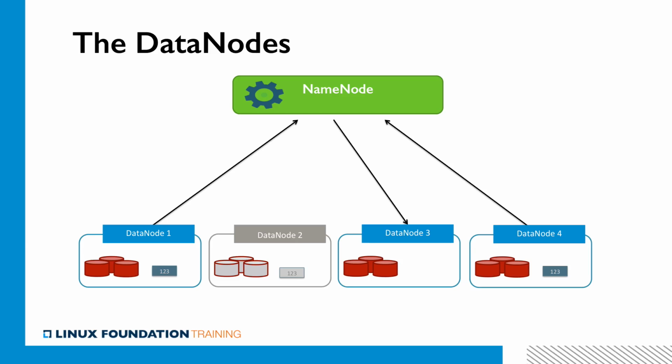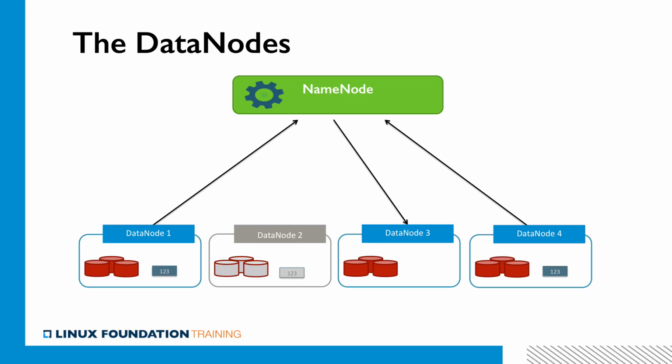So for example, even though block 1 to 3 is hosted on 3 data nodes here, data node 1, data node 2, and data node 4, the request for block 1 to 3 can only be served from data node 1 and data node 4. The name node keeps track of that.